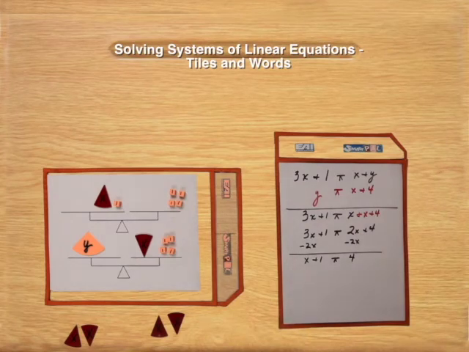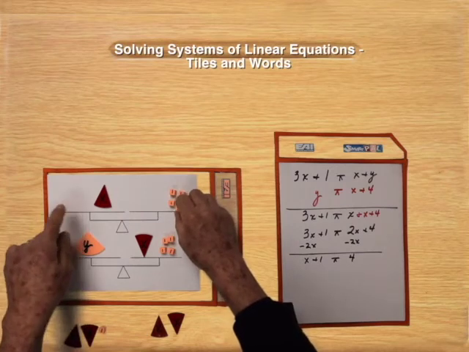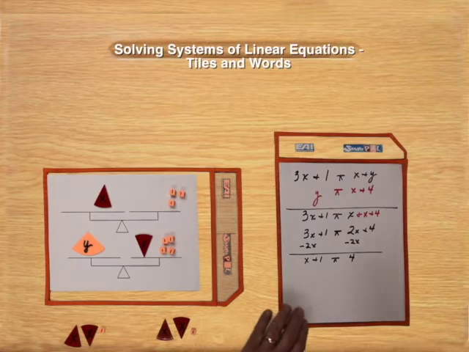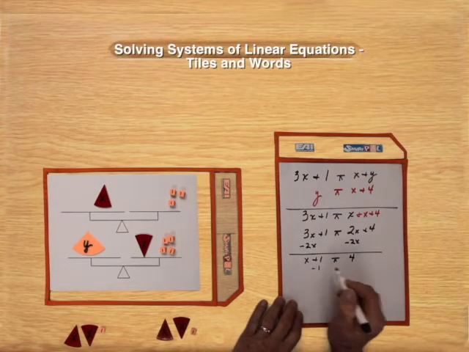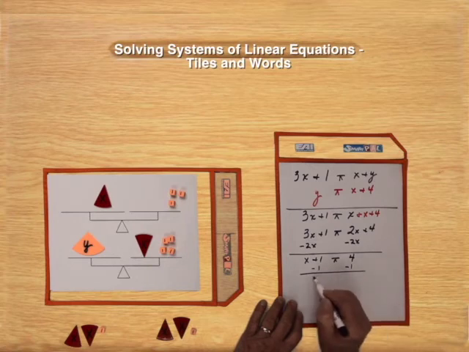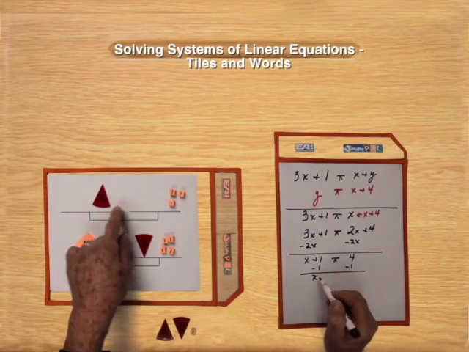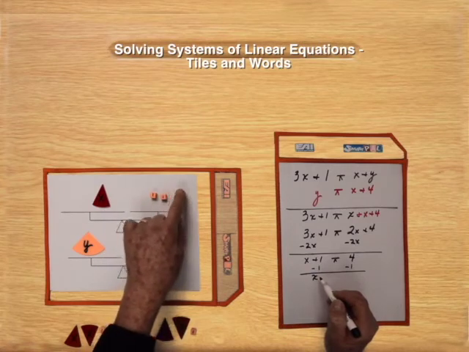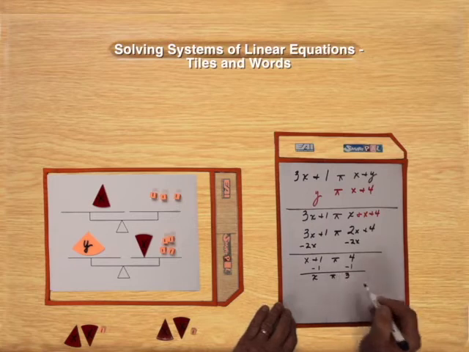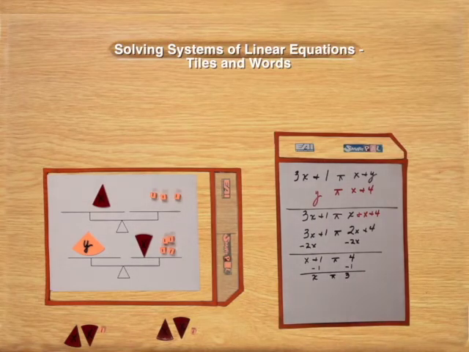The next thing we can do is we take 1 off each side of the balance. We take 1 off the left side of the balance, we take 1 off the right side of the balance, and let's record that. That's going to leave us with x balancing 1, 2, 3. So now we know that x balances 3.